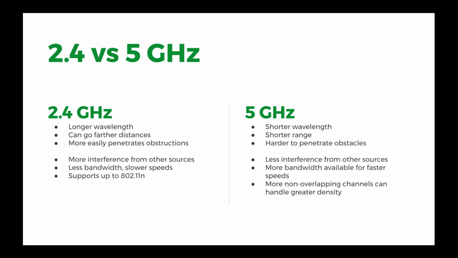Now in 5 gigahertz, it's a shorter wavelength. So that's going to mean that it has a shorter range, and it's going to be harder to get through obstacles, especially really solid objects. But the advantage is that there's less interference from other sources. There aren't as many other objects on the band. And then it's also a lot wider band. So you have a lot more bandwidth available for faster speeds. And then you can also have more non-overlapping channels so that you can have more density in the deployments.